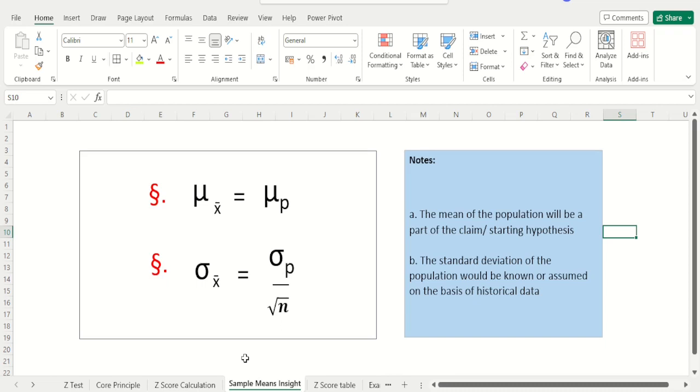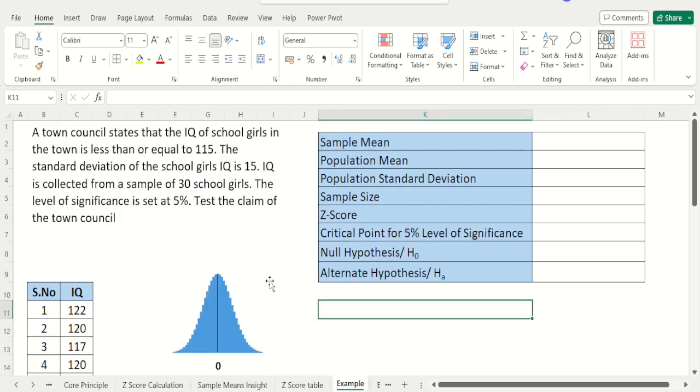Okay, so let's go on to the actual mechanics of this with an example. So here's a problem statement. Let's say a town council states that the IQ of schoolgirls in the town is less than or equal to 115. It also states that the standard deviation of the schoolgirl's IQ is 15. And then, in order to test this assertion that the IQ of the schoolgirls in the town is less than or equal to 115, a sample is collected. So basically, IQ is measured of 30 schoolgirls at random.